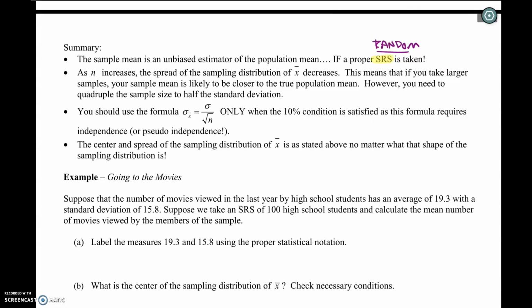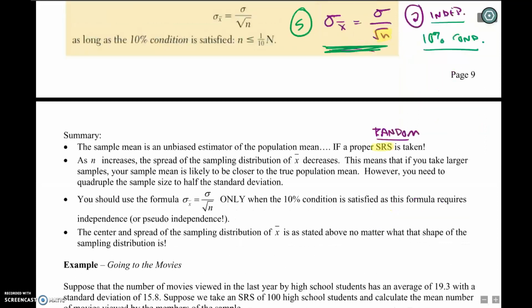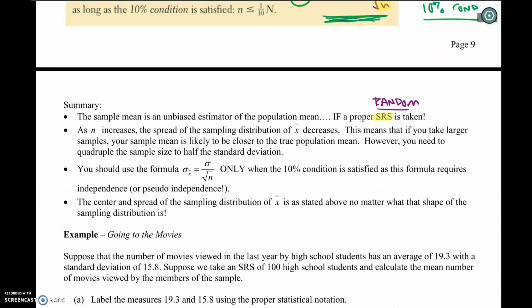As n increases, the spread of the sampling distribution of x bar decreases. Why? Well, we have a square root of n factor on the bottom of my formula. So as n increases, it's going to decrease the standard deviation of the sampling distribution. But we already know that. If you sample more people, you get a better estimate. You get an estimate that is probably going to be closer to the true mean. It's going to be less spread out. This means that if you take larger samples, your sample mean is likely to be closer to the true mean.